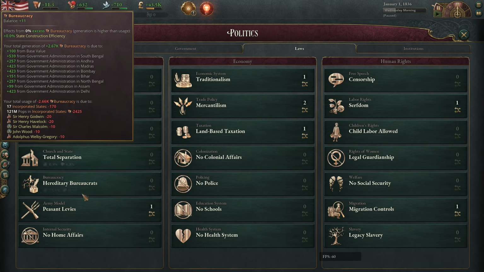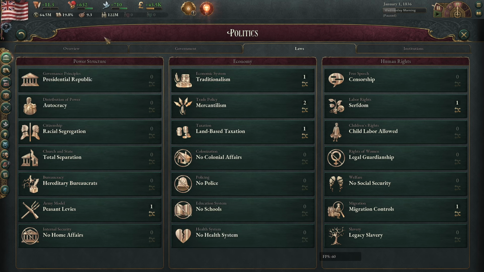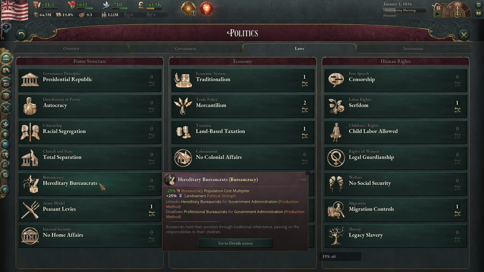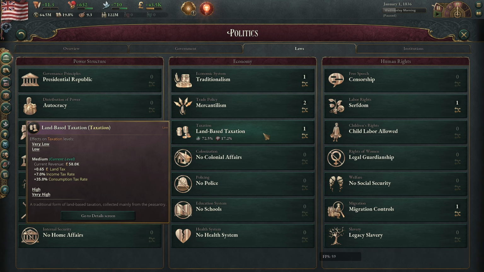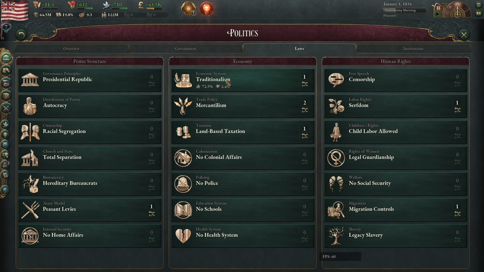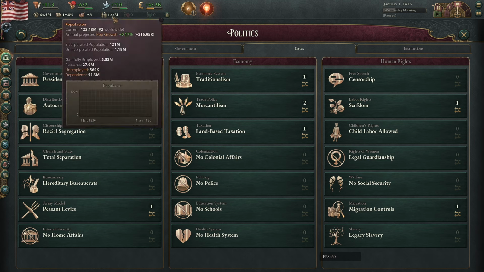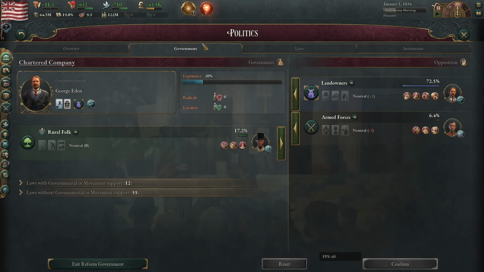But don't sweat that. These laws are terrible. Just build more bureaucrats if you need to. God knows you've got the money. And so don't worry about that stuff. Don't worry about having to build more bureaucrats. Get rid of hereditary bureaucrats, get rid of traditionalism, get rid of serfdom, get rid of slavery, get rid of land-based taxation. And build a good government that actually takes care of the enormous number of humans that you start with. And then you go, all right, Walker, easier said than done.